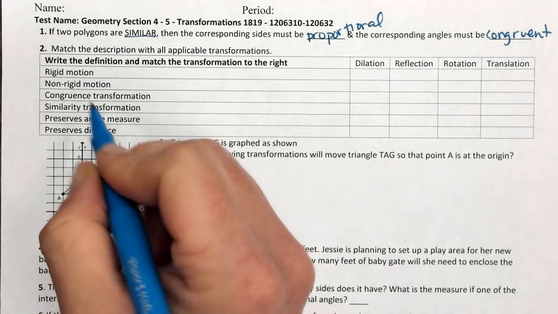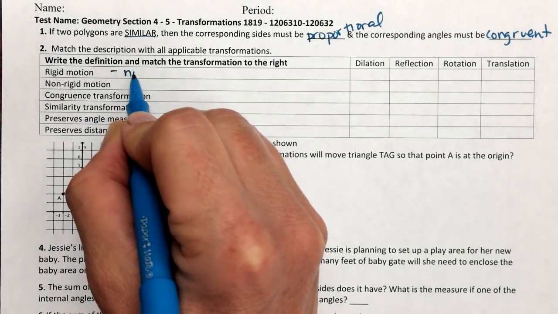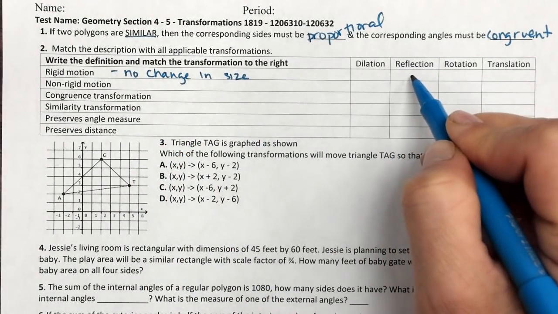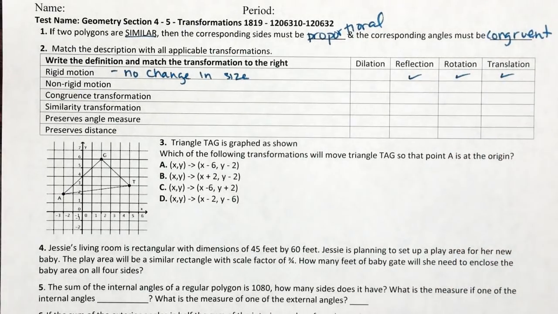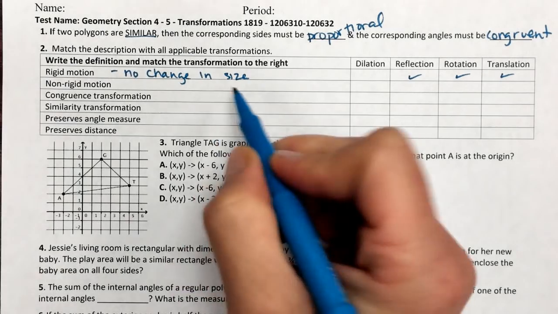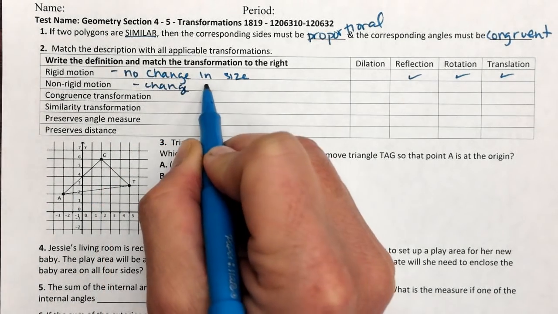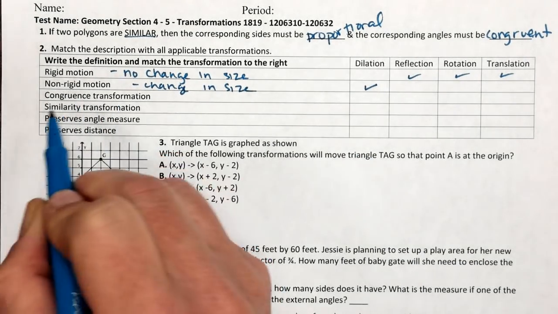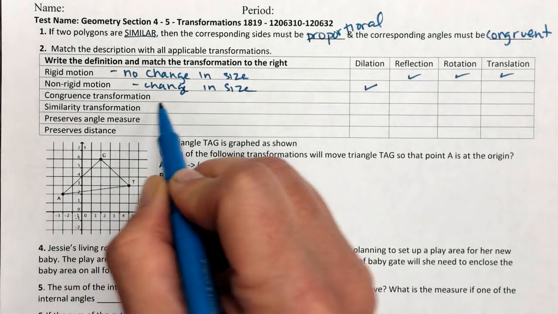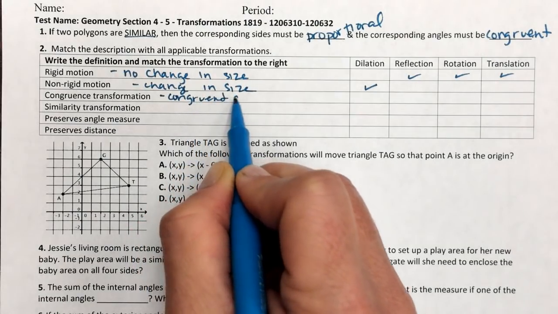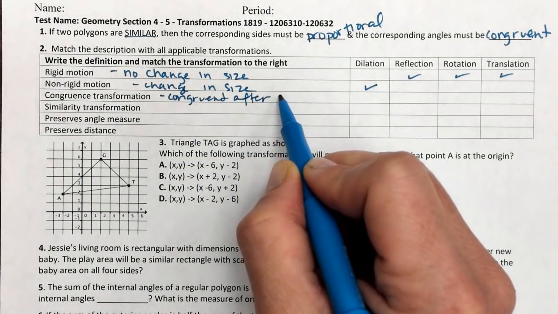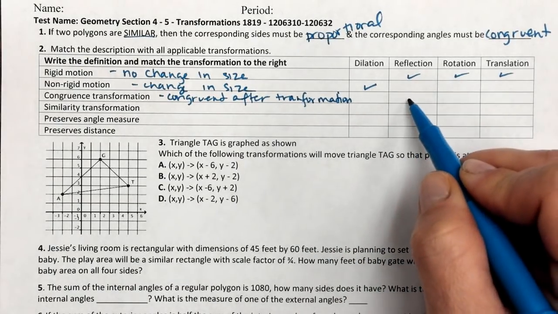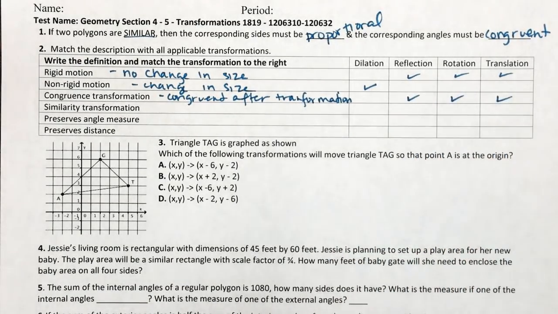You guys can write these definitions down, but we know that rigid motion means no change in size. That would include reflection, rotation, and translation. Non-rigid motion means a change in size, and that would be a dilation. Congruency transformation means that the shape is congruent after it's been moved, so congruent after transformation. And if it's congruent after, then the only ones it could be are reflection, rotation, and translation.